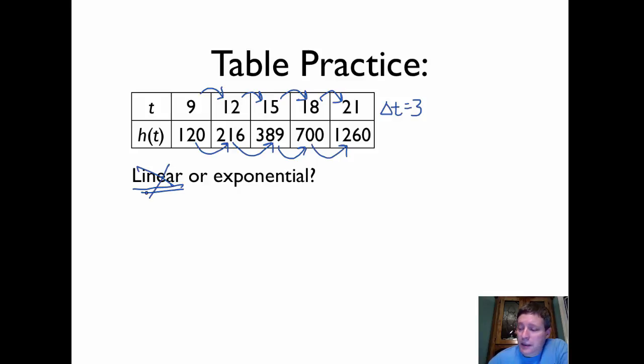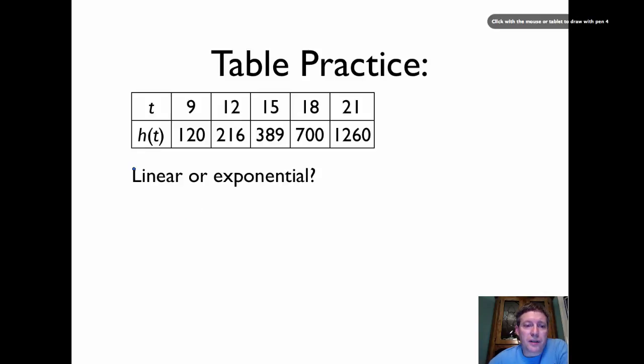But that doesn't mean that it is exponential necessarily. All that means for sure is that it's not linear. Again, we know that the difference in the t's is always 3. But now to check exponential, we don't do differences anymore. We want to find what the common ratio is.